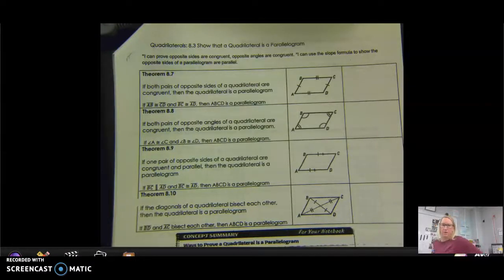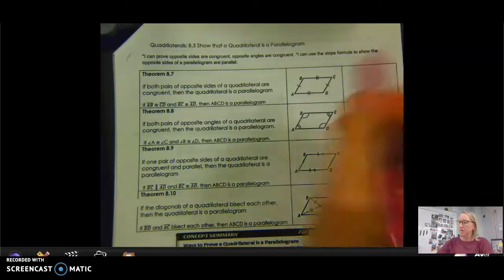Okay, so 8.3, showing that a quadrilateral is a parallelogram. So in the last section in 8.2, we talked about what makes a parallelogram a parallelogram. So now we're going to give you a quadrilateral, and you're going to be able to prove that it's a parallelogram by having certain features and properties.